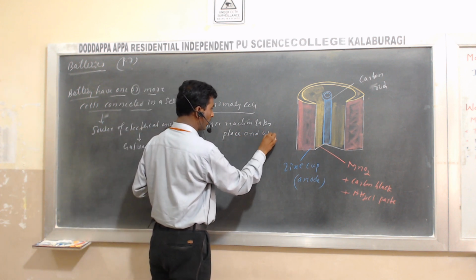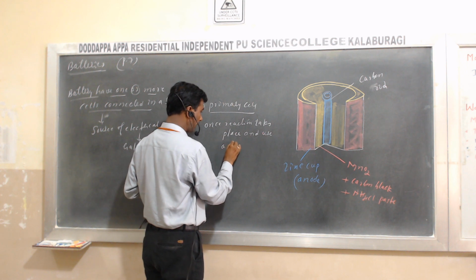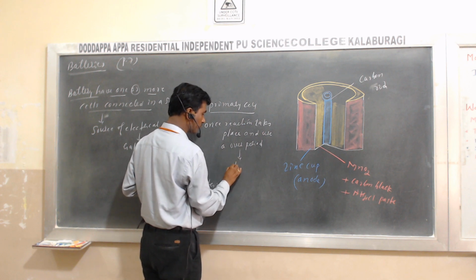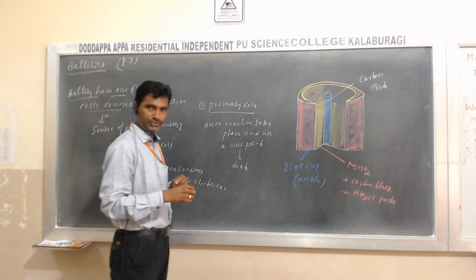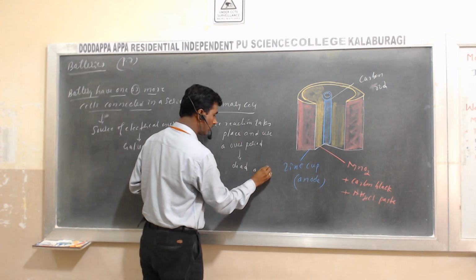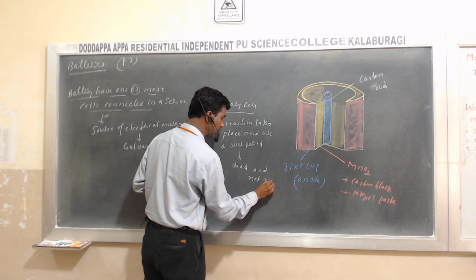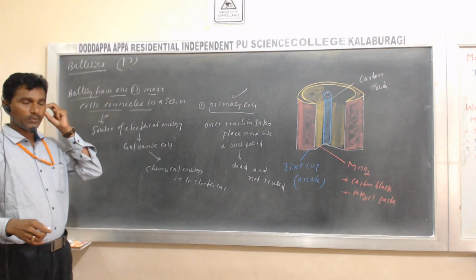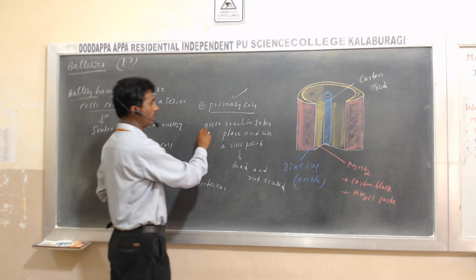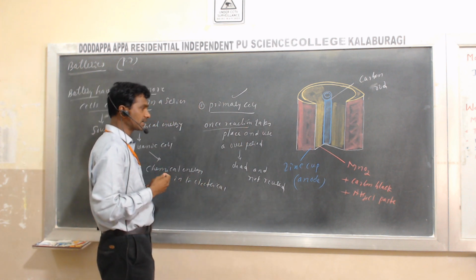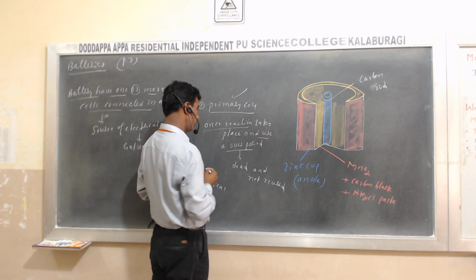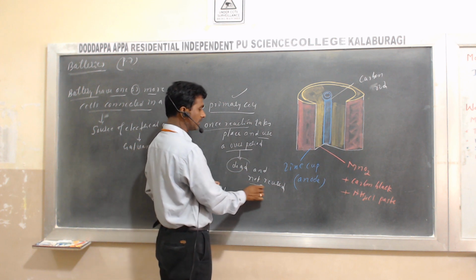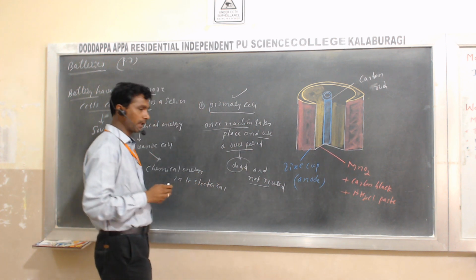After use over a long period of time, the battery becomes dead and cannot be reused. So it is called a primary cell. In a primary cell, once the reaction takes place and the battery is used over a long period, it becomes dead and cannot be reused.